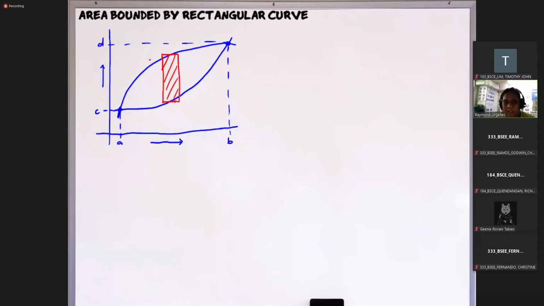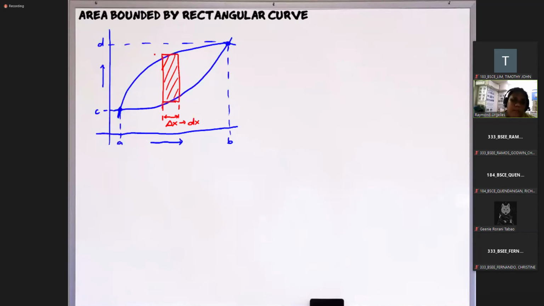You can imagine that we can divide this into rectangles. As we make the thickness of the rectangle smaller, we better approximate the actual area bounded by the curve. So let's consider, for example, this rectangle here. Its thickness is along the x direction, along the x-axis. Therefore, this is delta x. So when we make delta x approach 0, our delta x will approach dx.